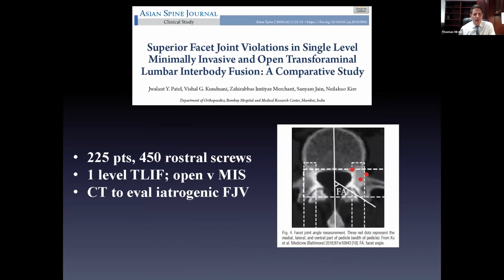This is another example of a group that looked at MIS versus open TLIF surgery. They included 225 patients, 450 cranial screws. Again, 1 level TLIF, open versus MIS. And they got CT scans postoperatively to evaluate iatrogenic facet joint violations. The picture there just shows the manner in which they did it. They broke it up into quadrants. They measured the facet joint angle.